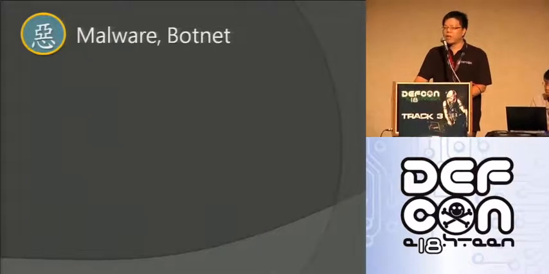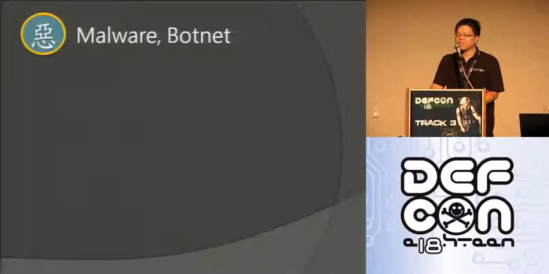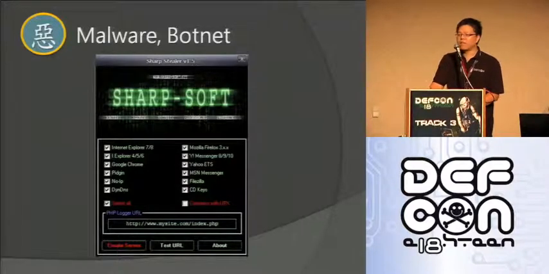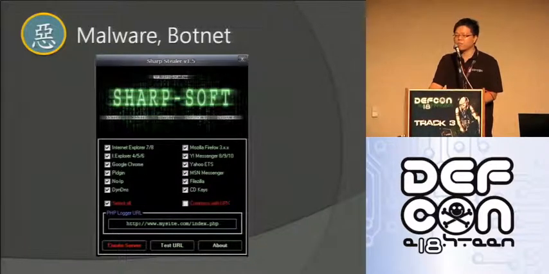First of all, we would like to introduce some Chinese characters. The character on the upper left corner represents the term malicious in Chinese. The first malware sample that we're going to introduce is one that is very famous, called Sharp Stealer. It helps you generate programs that can steal usernames and passwords from well-known applications such as Internet Explorer, MSN Messenger, or Firefox. So it's more like a malware generator.